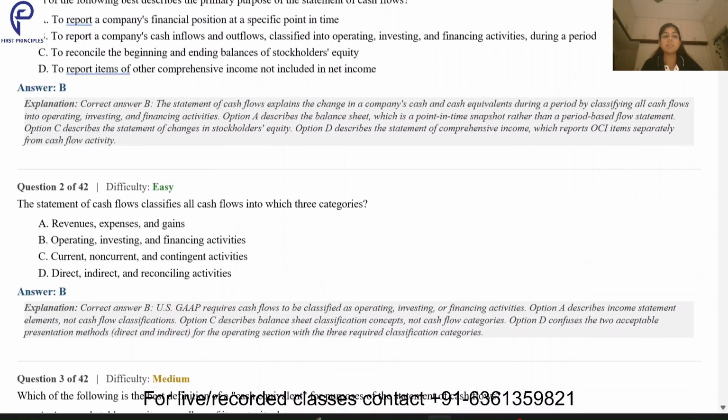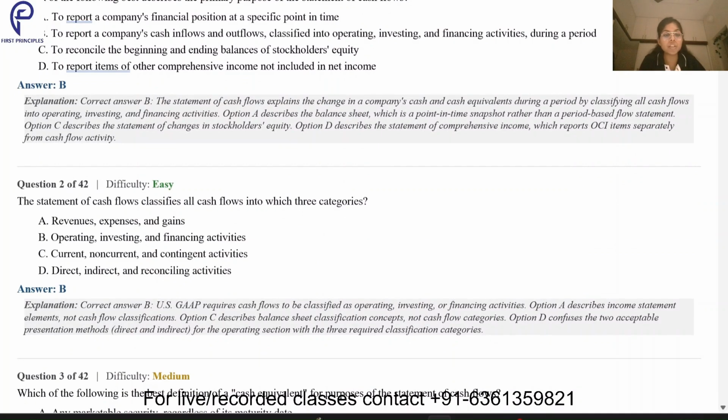Then question number 2. The statement of cash flows classifies all cash flows into which three categories? We all know: operating, investing and financing. Very clearly, option B is the correct answer.